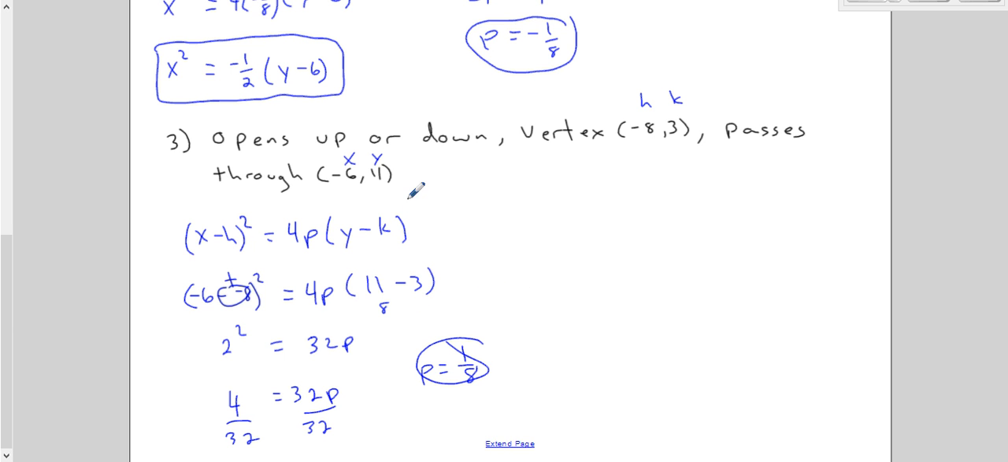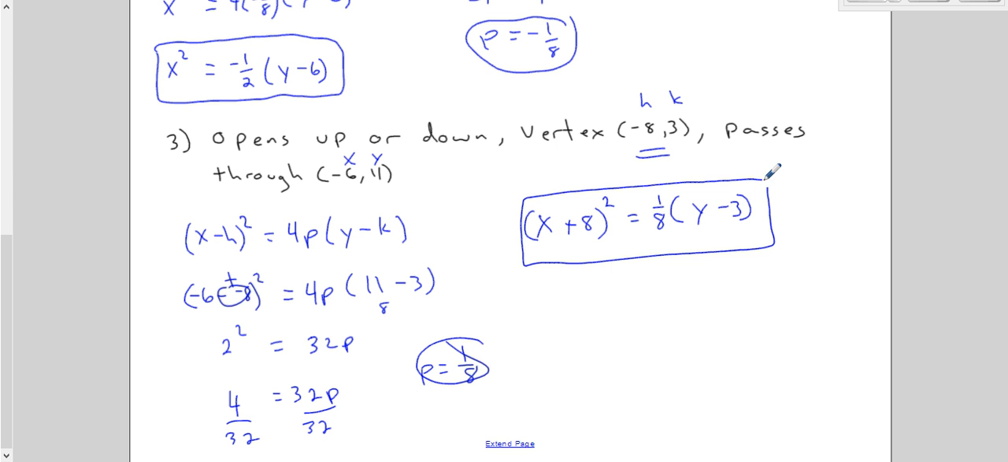So we have our p now. We have our x and our h and our k. And we could write x plus 8 squared equals 1/8 times y minus 3. And now we have our equation. So hopefully that helps you with some additional problems that I didn't have in the original notes.